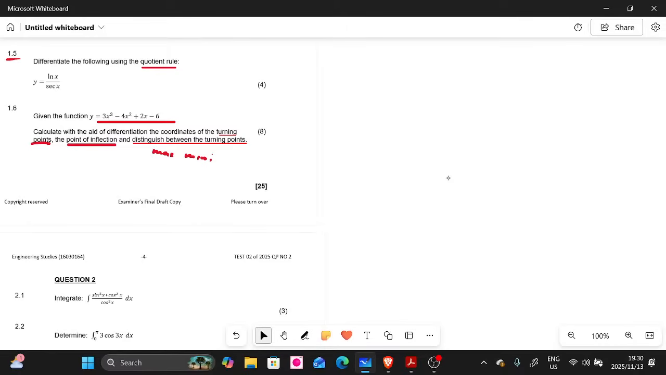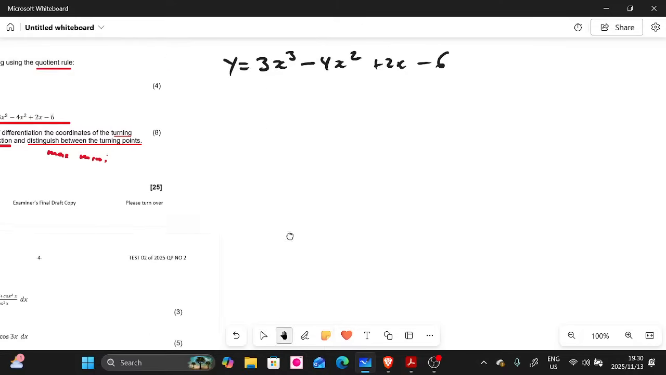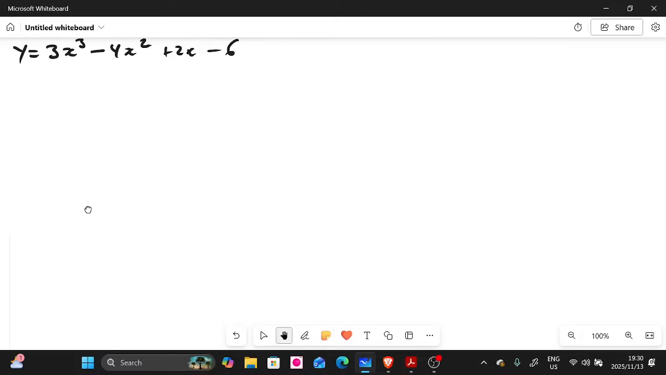But anyway, look, we have our question here with our cubic function. We have 3x to the power of 3, and then we have 4x to the power of 2, plus 2x, minus 6. Now they want us to find the coordinates of the turning point. Let's start by finding the coordinates of the turning point.